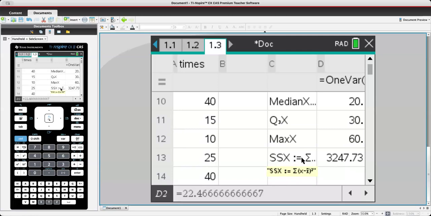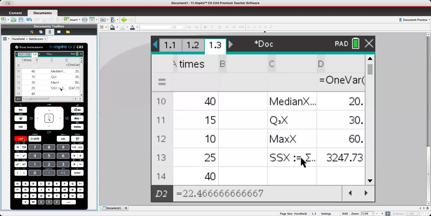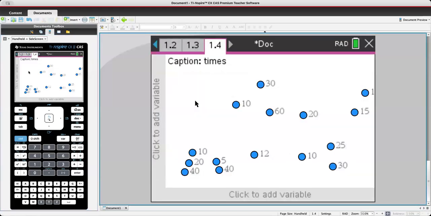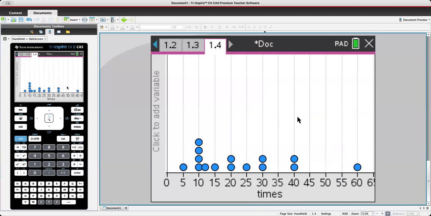So what I want to do now is make a box plot. There are some instructions about how to do that by hand in your notes, but let me show you how to use your calculator. I am going to add a page. From the spreadsheet, I'm going to go Control Doc, add data and statistics, which is option number 5. I click to add variable down here and then select the times, and it will give me a dot plot. That's the default plot.